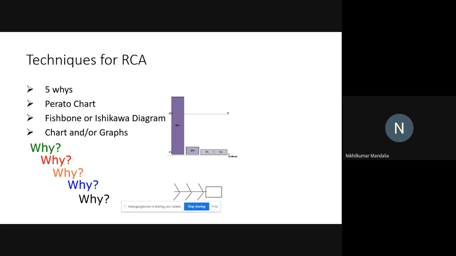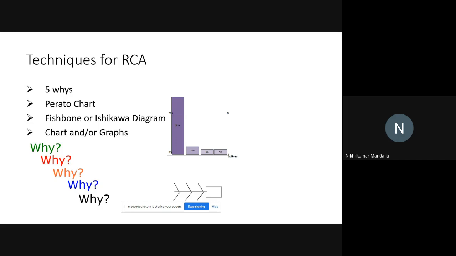Okay, and we need to find out what the preventive actions are for each and every cause. That's how we can achieve the permanent solution. So the fishbone, as you can see here, has one arrow and all the bones, and the bones represent, as I said, all the causes.